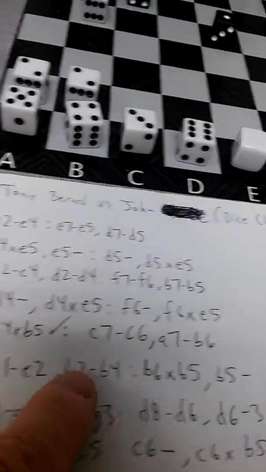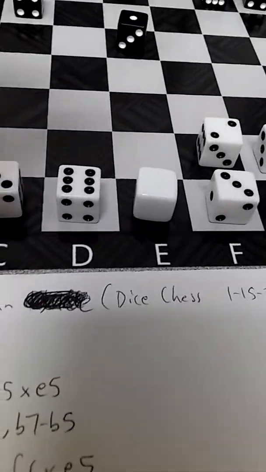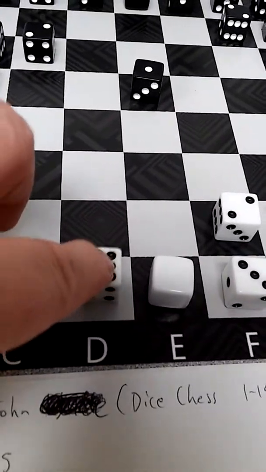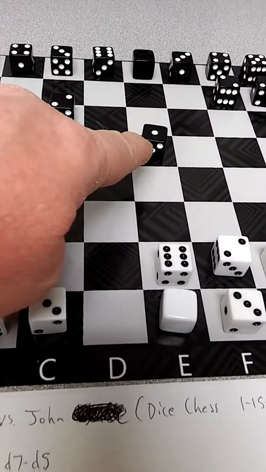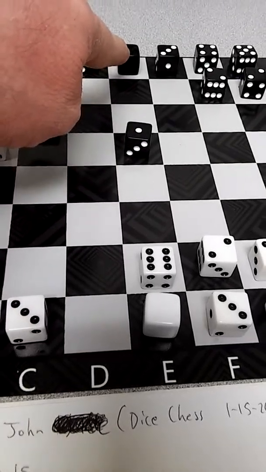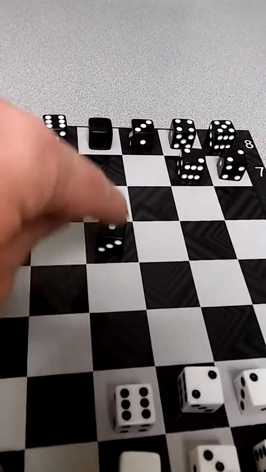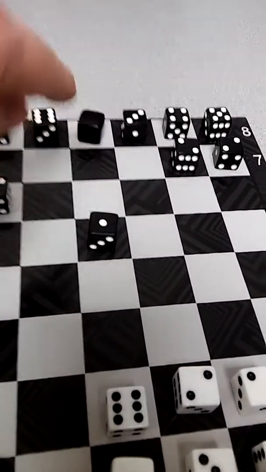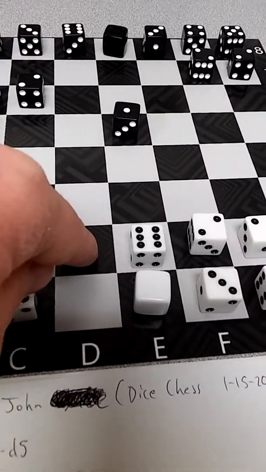All right. Then I went d1, e2. Which his 1, he can't move it because I would capture his king cube. That's why I did that. Because it's 6 squares. 1, 2, 3, 4, 5, 6. It's too far from here, but it's just right from here.